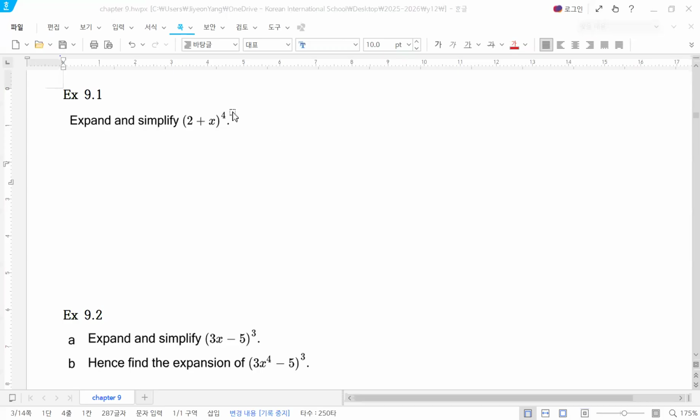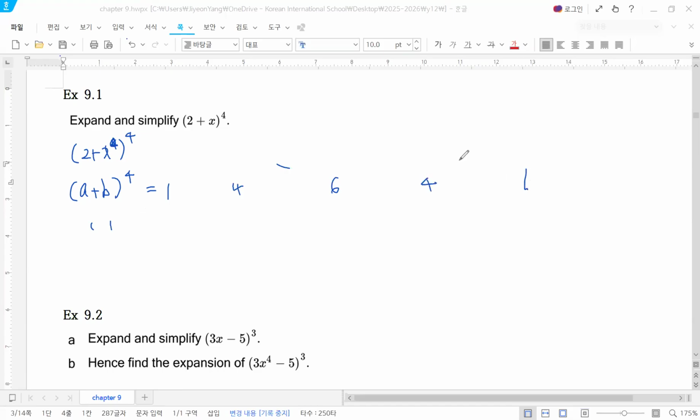Okay, students, let's expand and simplify this bracket together. So basically 2 plus x to the power of 4, a plus b to the power of 4. I personally remember it up to a plus b to the power of 5, actually. 1, 4, 6, 4, 1, okay? By using the Pascal triangle.